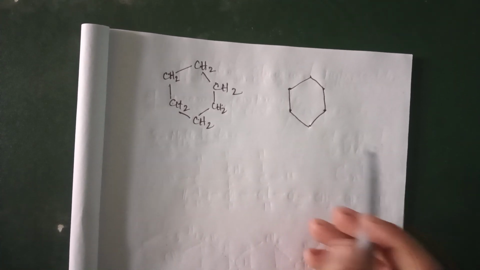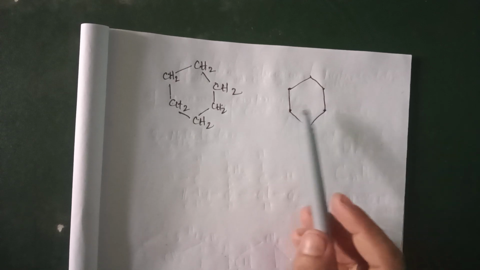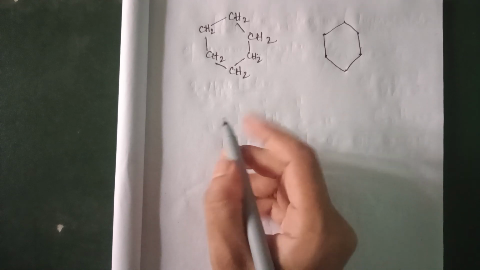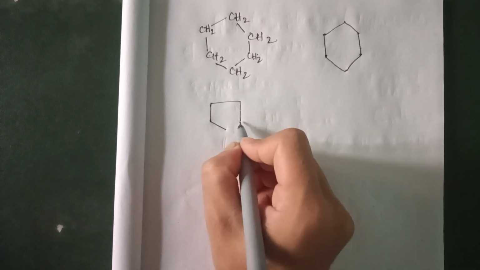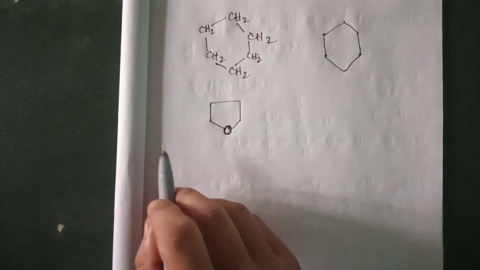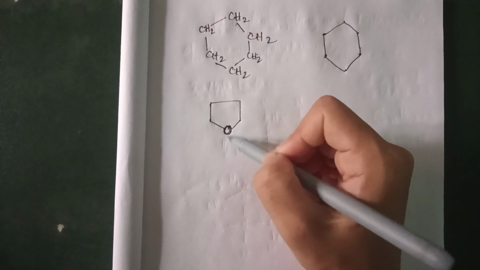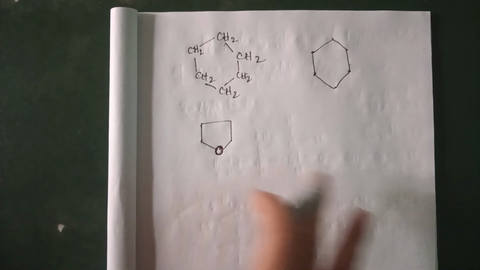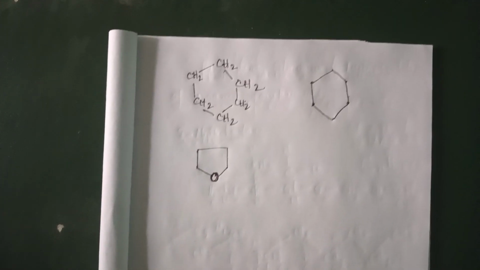Here we are not going to show the carbon-hydrogen bonds, but if any heteroatoms are present, like oxygen or nitrogen, then we have to represent them. If I have written it in this way, then we have to represent this oxygen atom. We are not going to show carbon and hydrogen, only the heteroatoms, that means atoms other than carbon and hydrogen.